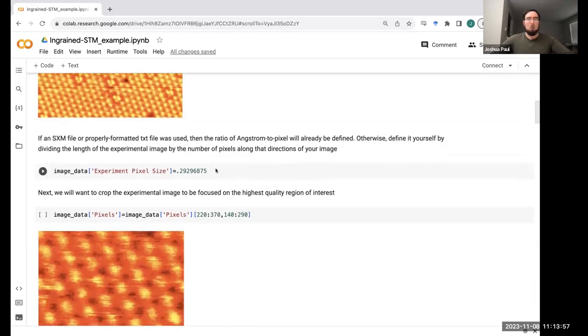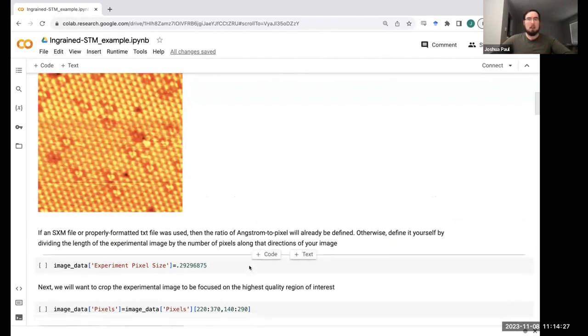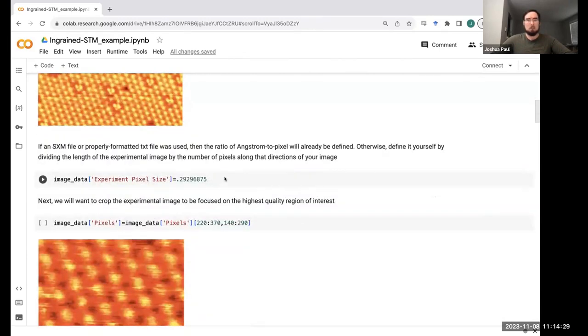Next, you have to set what the pixels or angstrom to pixel ratio is for this picture. In some file formats, it is automatically included, but if not, you'll need to take the length of your experimental image in terms of angstroms. So if it's nanometers, then that value times 10. And divide by the number of pixels in that axis, and then you will get your experimental pixel size.